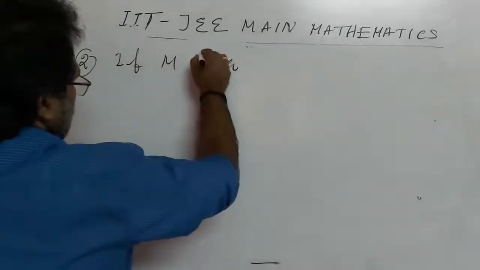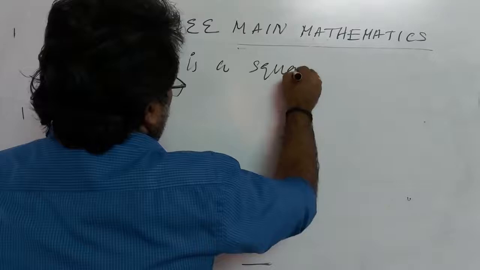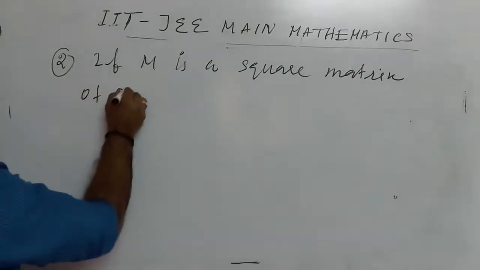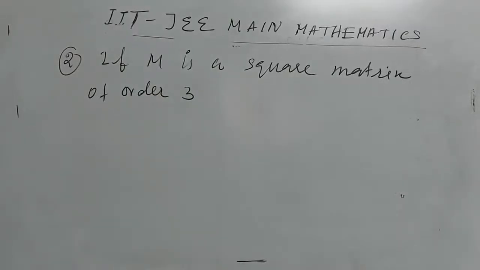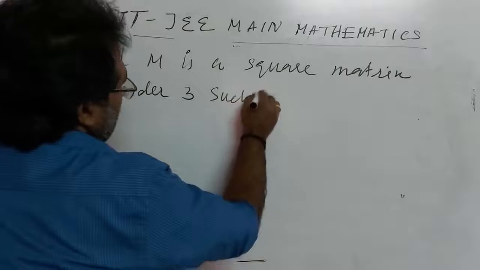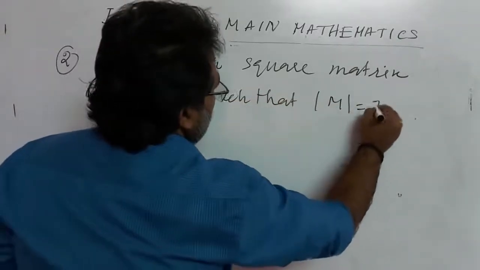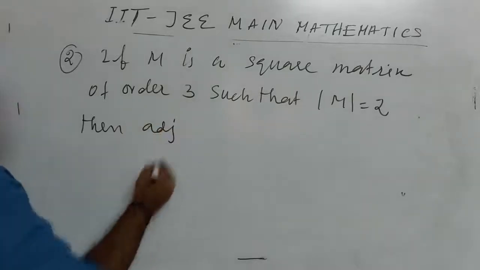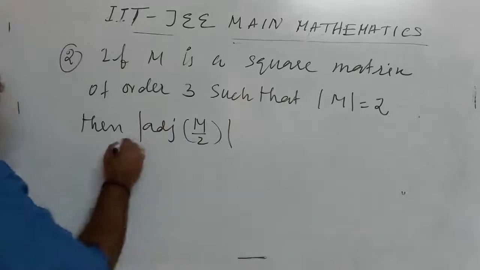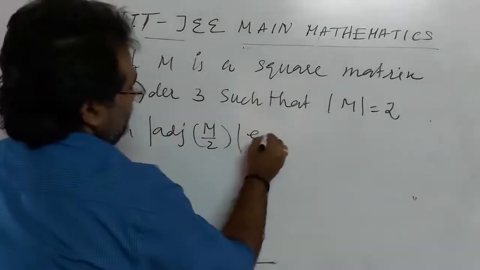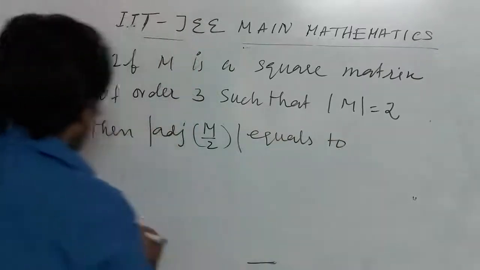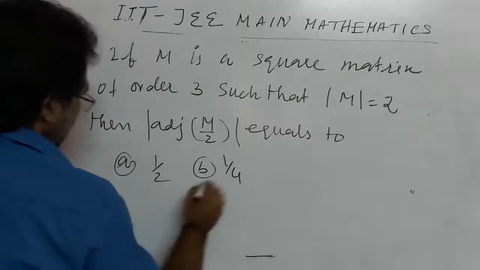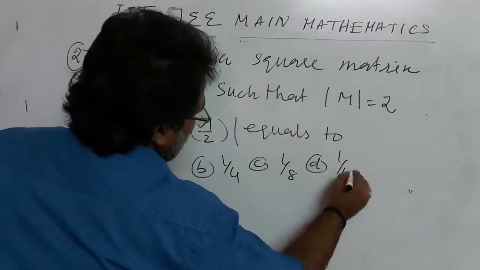If M is a square matrix of order 3 such that determinant M equal to 2, then adjoint of M by 2 equals to: option A 1 by 2, option B 1 by 4, option C 1 by 8, option D 1 by 16.